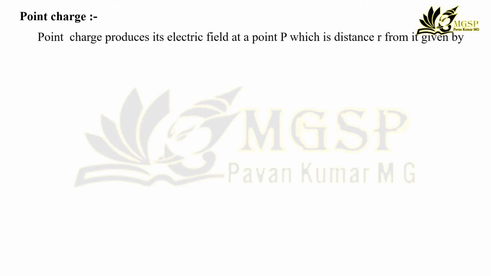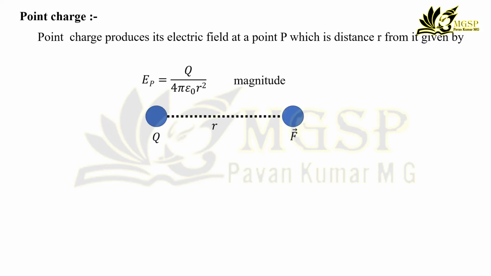Next is point charge. I have given a brief discussion about the point charge in video 1. The point charge produces its electric field at point P, which is at a distance r from it. I have told that a point charge produces an electric field when it is stationary. If I keep that distance r, then the electric field produced by this charge is given by Q divided by 4 pi epsilon into r square. You know this. This is the magnitude of the field produced by Q at this point.